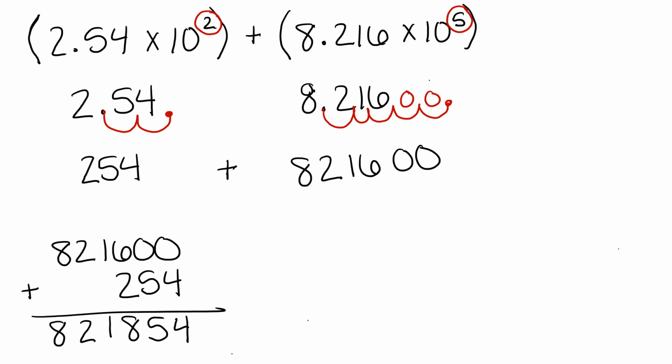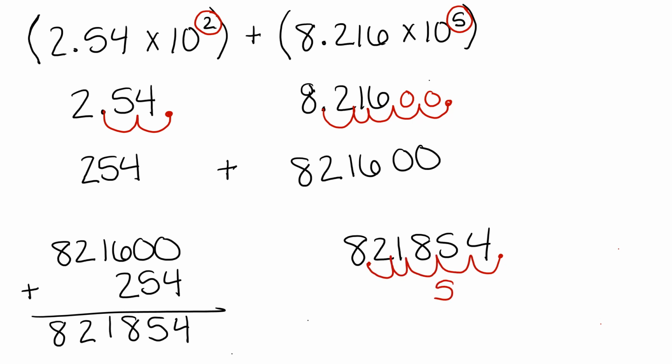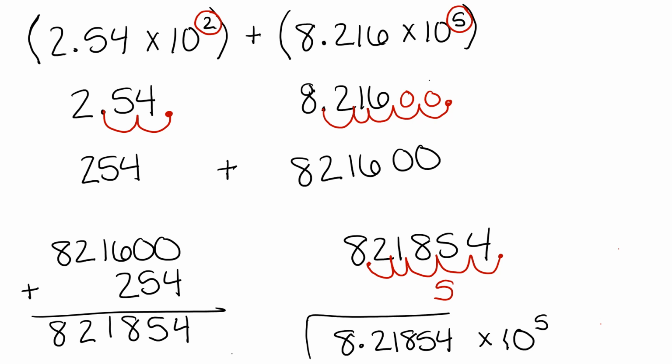Now we want to take that answer, 821854, and we want to write it in scientific notation, meaning our decimal point starting here at the back, we want to move it back towards the front, meaning we have to go 1, 2, 3, 4, 5 times. And we get a final answer of 8.21854. It's always times 10, and this would be to the fifth power.